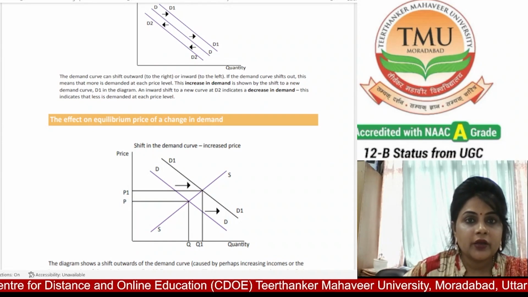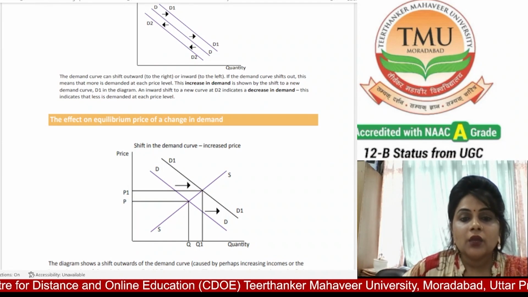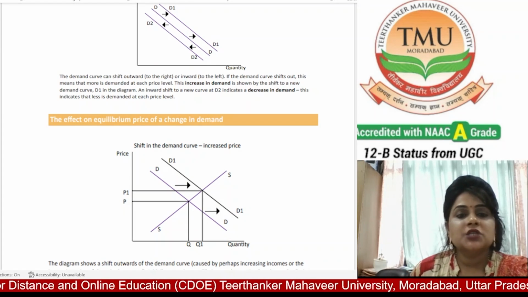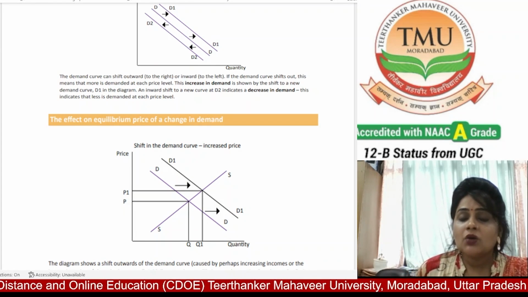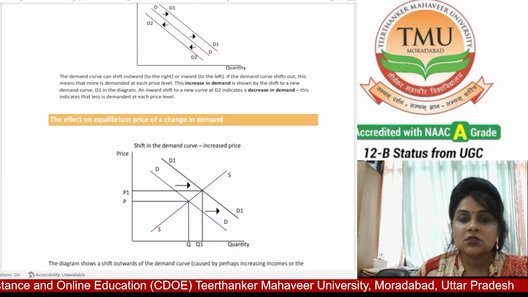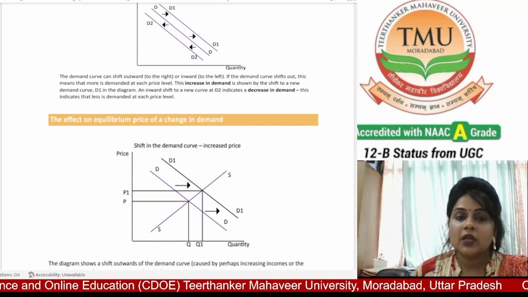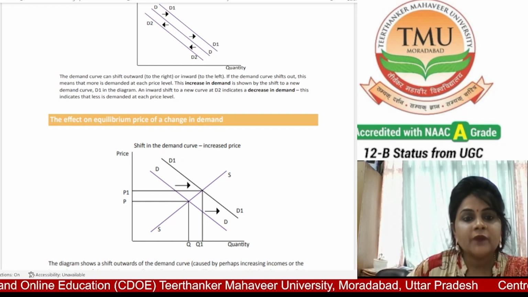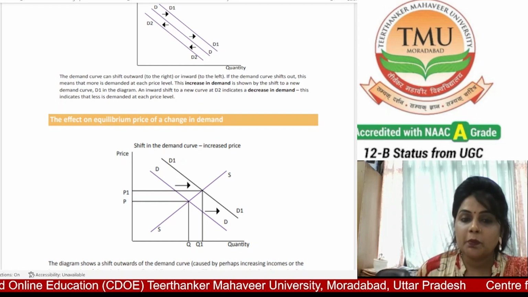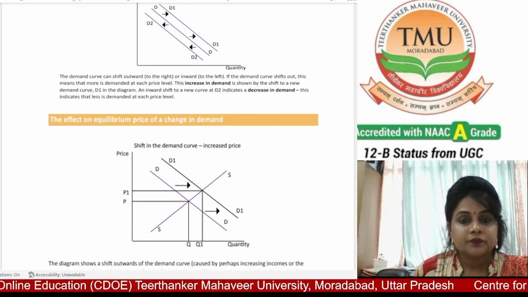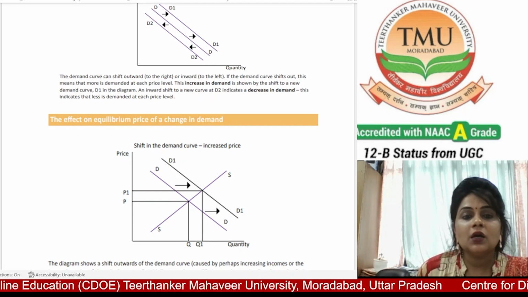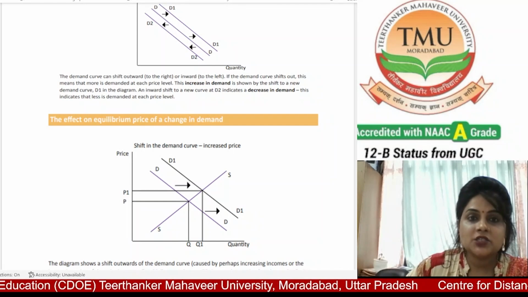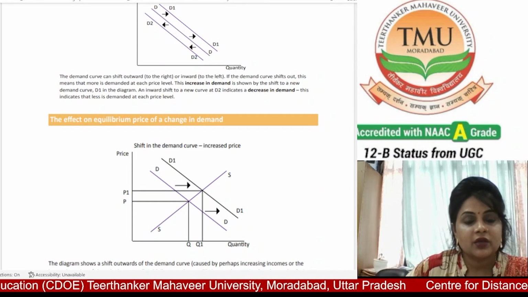Inward, and to the left. Demand decreases. A change in taste and fashion can also shift the demand curve. If a good becomes more fashionable, the demand curve shifts to the right, increasing demand at all price levels. If goods go out of fashion, the demand curve shifts left.